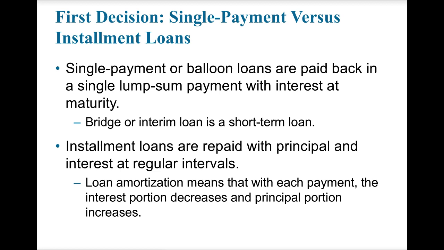Now, installment loans are much more common. So each time you pay, usually monthly, you're going to pay part of the principal and interest at monthly intervals. And this is something where we have loan amortization, which means with each payment, the interest portion decreases and the principal portion increases.